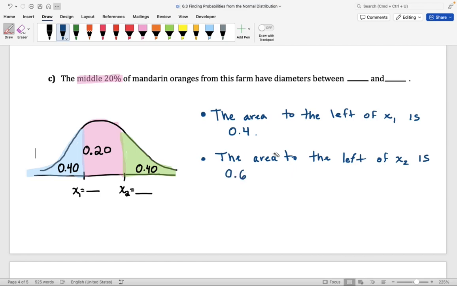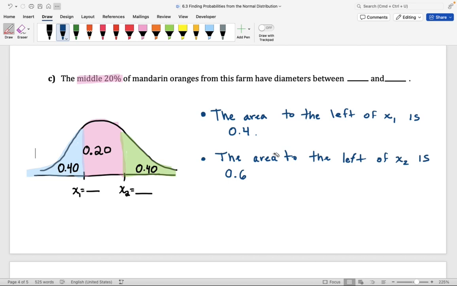Now I'm going to stop here. With the two remarks I just made, you should be able to find X1 and X2. Below this video, I'm going to ask you to provide those X values. Here, we're saying that between X1 and X2, we have 20% of the data values. This is the last problem you're doing on this lesson.